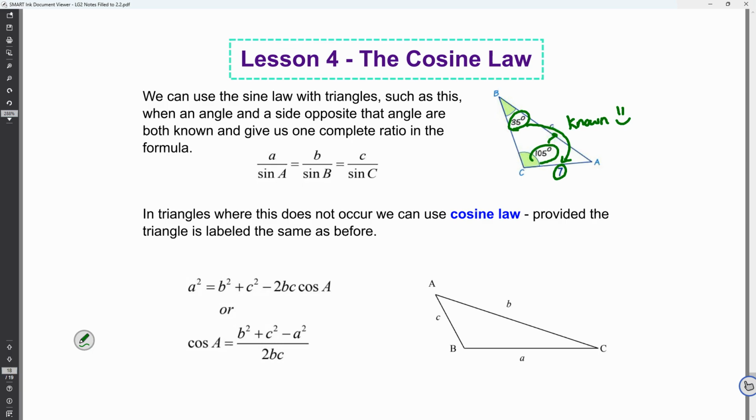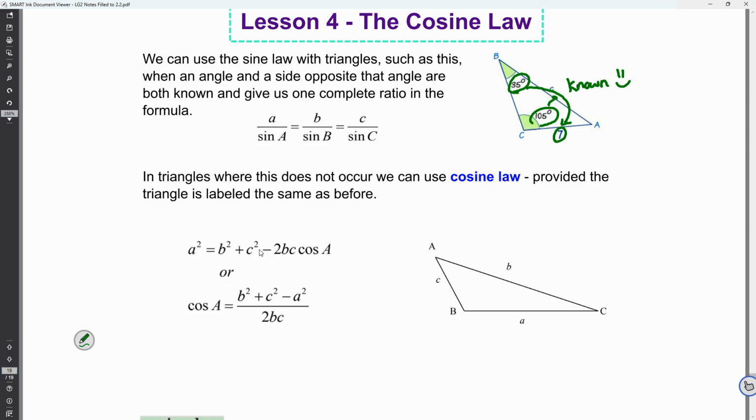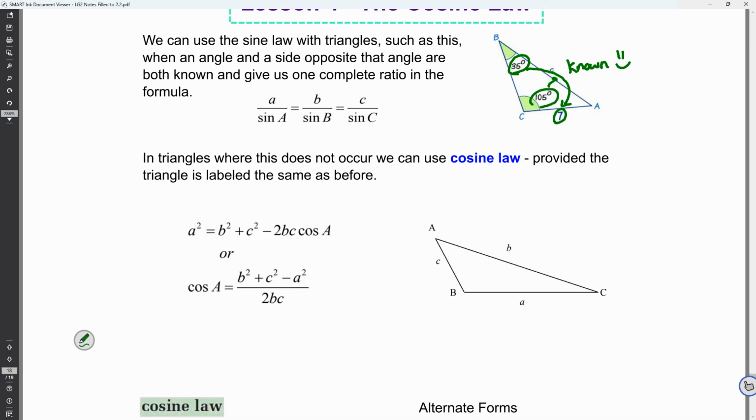However, sometimes this isn't the case. Sometimes we don't get all this information, so we're going to have to use something called the cosine law. The cosine law is this formula right here. We have two variations of it, or you can change it around to however you need. Now, for the cosine law, the triangle has to be labeled the exact same as before, just like in the sine law.